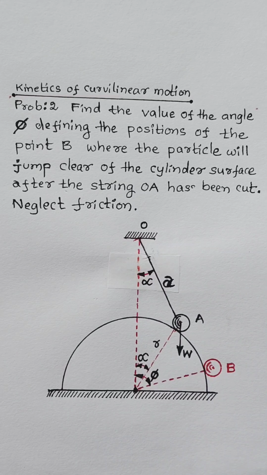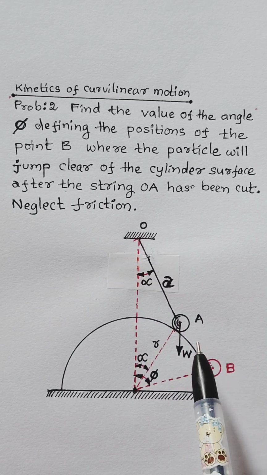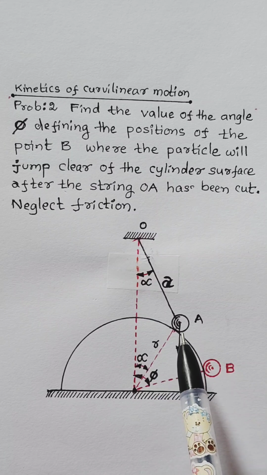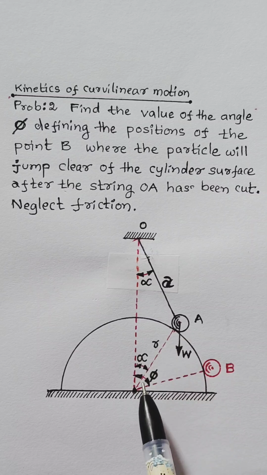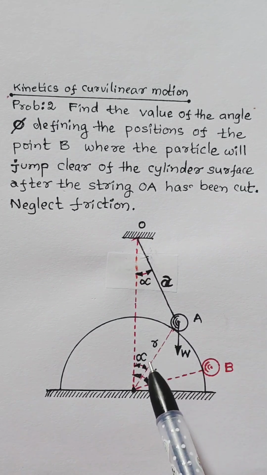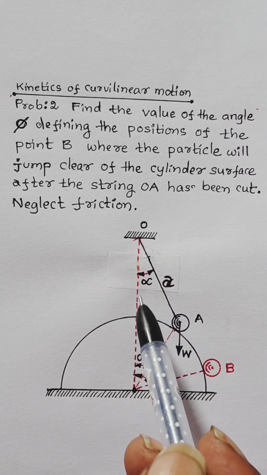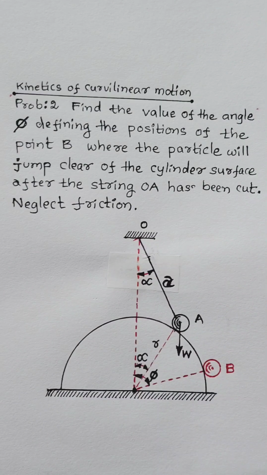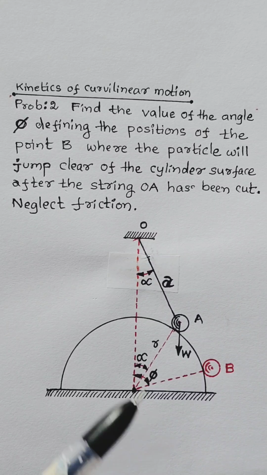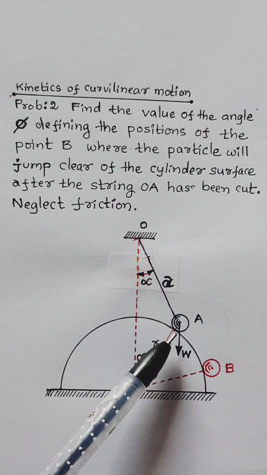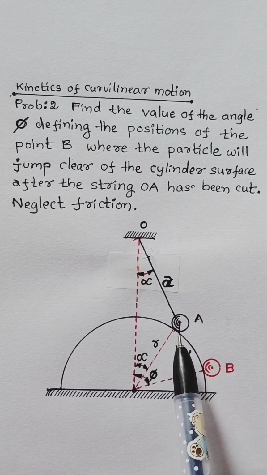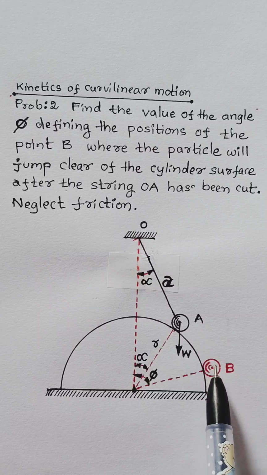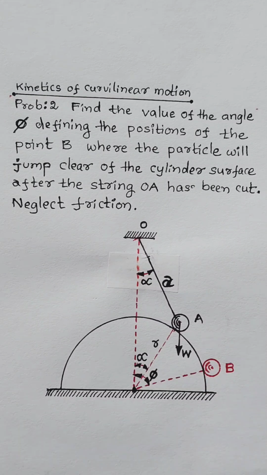When you join a line between the point of contact of the particle W and the center of the cylindrical surface, it is considered as the radius of the cylindrical surface. This radial line is making an alpha incline with the vertical line. After the string OA has been cut, the particle A of weight W may move in this direction from A to B in a curvilinear path.